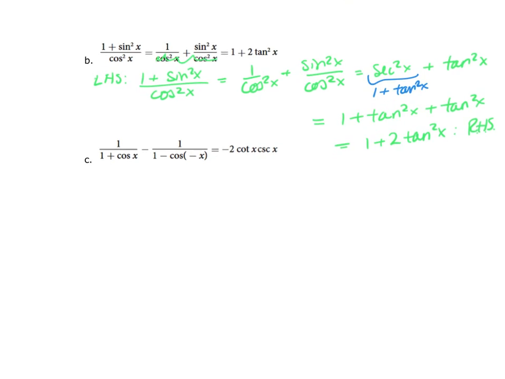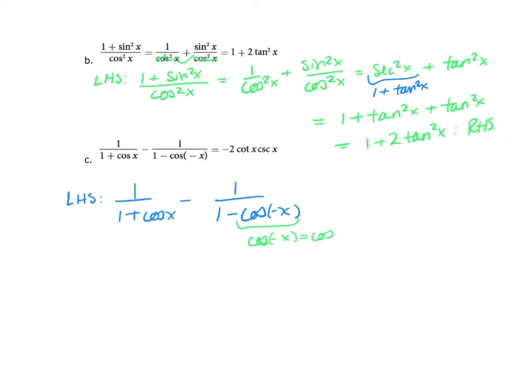In this example, we're going to again choose the left hand side because I've got two terms. The other side I only really truly have one. So I have 1 over 1 plus the cosine of x minus 1 over 1 minus the cosine of negative x. Now remember, cosine is even, so the cosine of negative x is just the cosine of x. So this is going to be equal to 1 over 1 plus the cosine of x minus 1 over 1 minus the cosine of x.